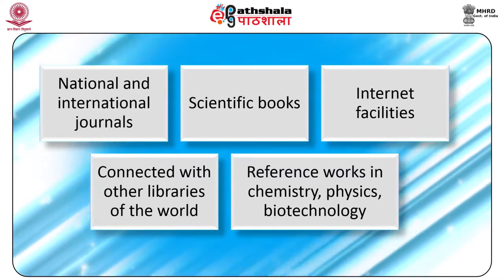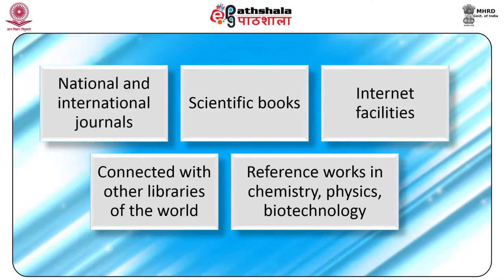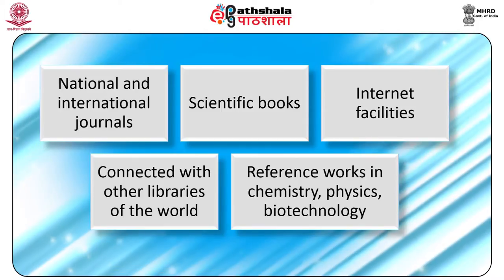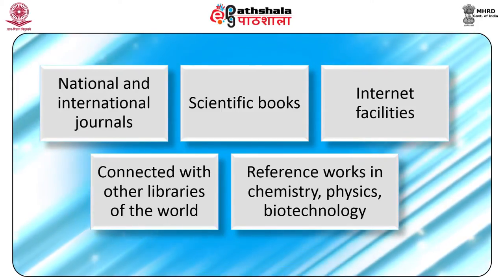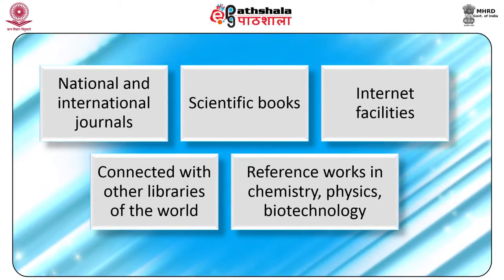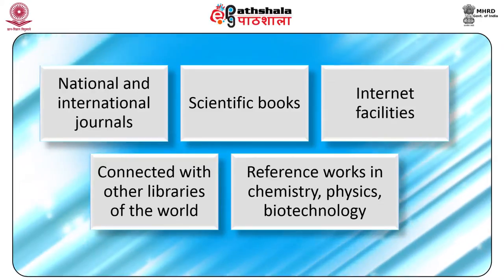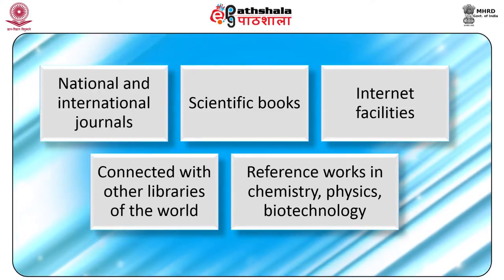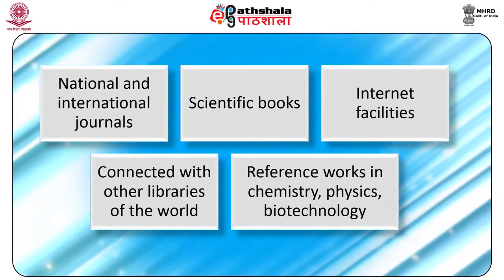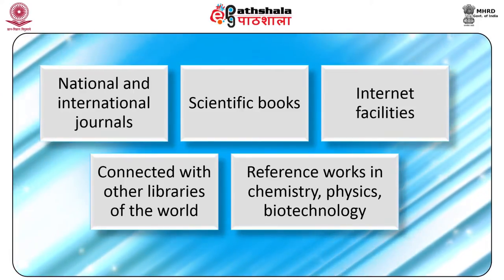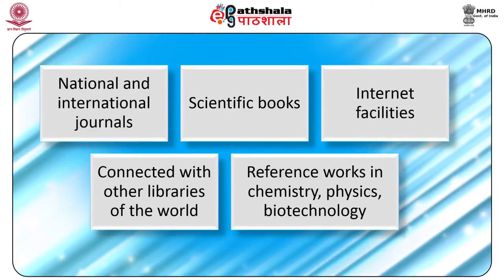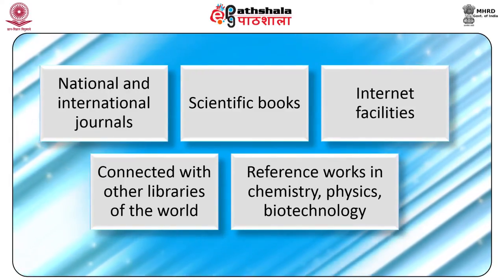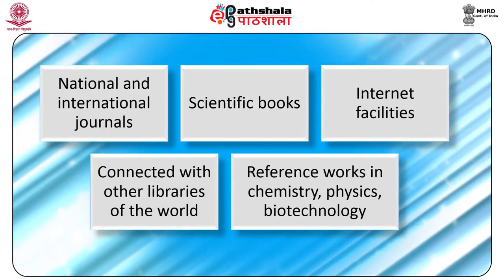Library. It is one of the most important parts of the forensic science laboratory. Besides having good subscriptions to national and international research journals, the library should have a rich collection of scientific books related both to basic sciences as well as forensic sciences. Forensic science literature has been on the rise during the past few years, so the library must be well equipped with internet facilities and well connected with other libraries of the world to keep up to date knowledge of forensic science. In addition to the above facilities, reference works in chemistry, physics, biology, biotechnology and other disciplines should also be a part of the library.